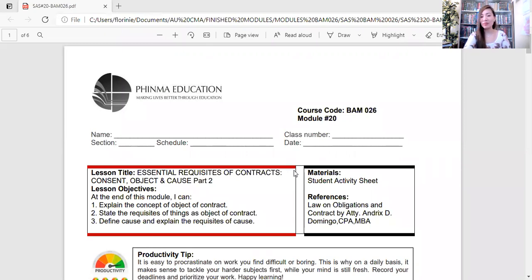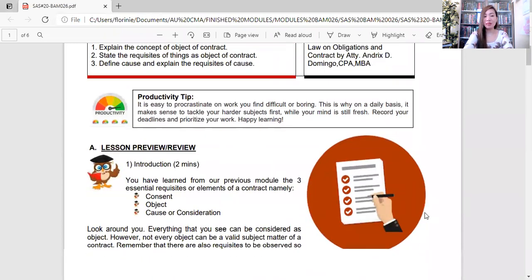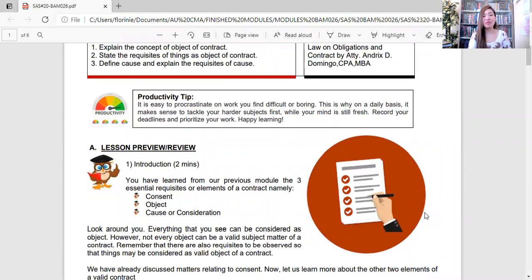So let's talk about the productivity tip for today. Sabi rito, it's easy to procrastinate on work that you find difficult or boring. This is why on a daily basis, it makes sense to tackle your harder subjects first while your mind is still fresh. Record your deadlines and prioritize your work. Happy learning. Alam mo, this is easier said than done. Pero ganun pa man, doable siya. Kaya kahit gaano man kahirap, subukan niyo yung 21-day challenge na talagang susundin niyo yung schedule niyo.